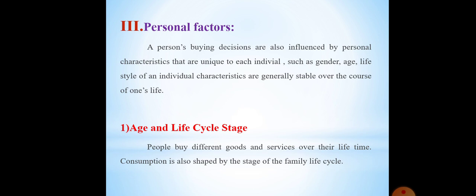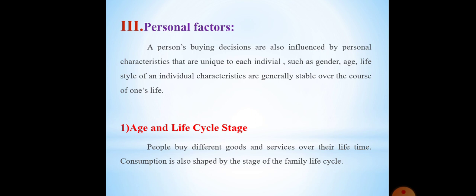Third main factor, personal factor. A person's buying decisions are also influenced by personal characteristics that are unique to each individual, such as gender, age, lifestyle of an individual. Characteristics are generally stable over the course of one's life. Some of the personal factors which influence the consumer behavior are age and life cycle stage. People buy different goods and services over their lifetime. Consumption is also shaped by the stage of the family life cycle.